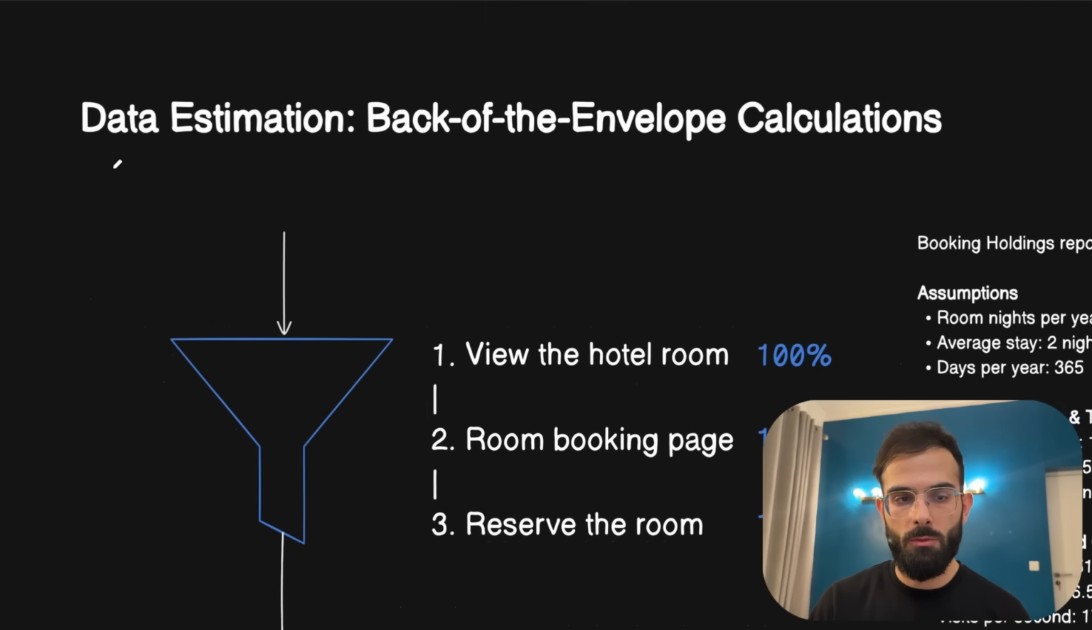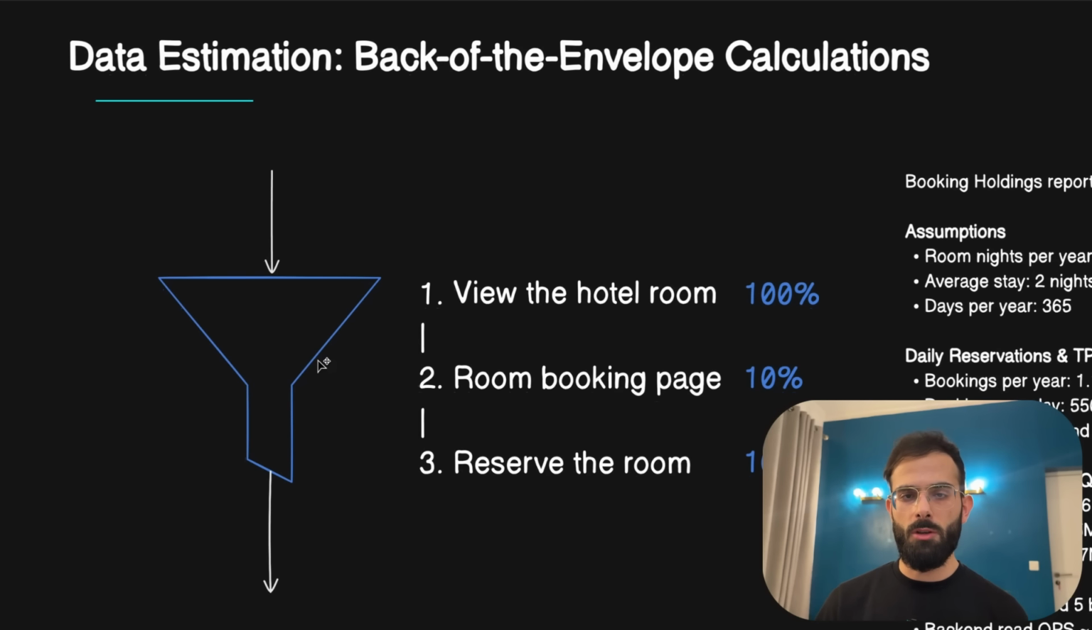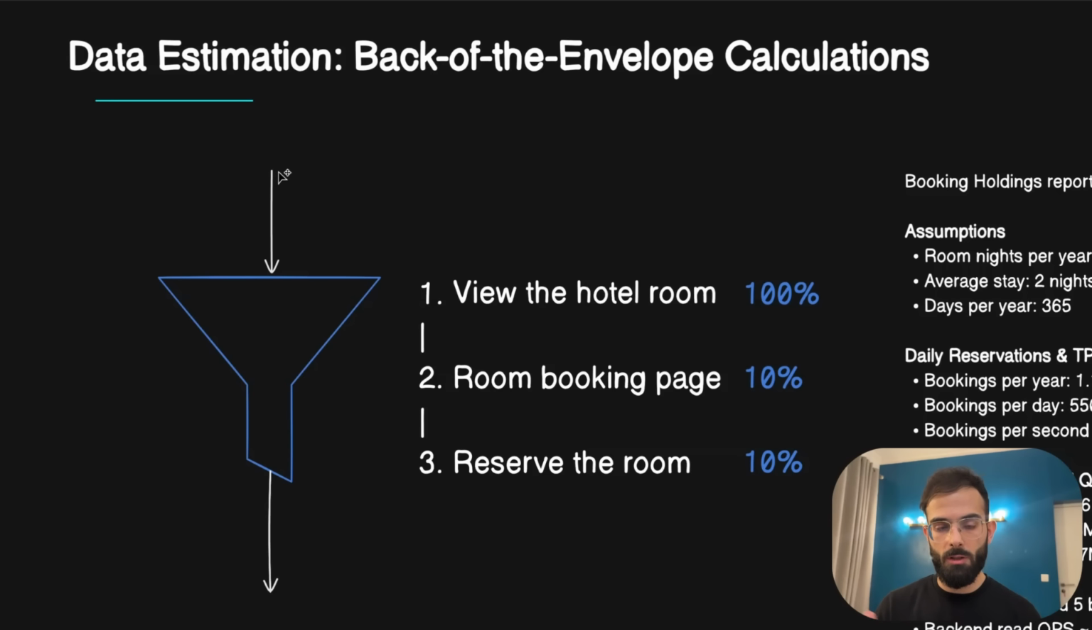Now, when it comes to the data estimation, the most important things we are interested in here are the queries per second that are going to happen in the system and also transactions per second, which are the writes to the database when users are booking hotels. So in this kind of system, you can think about it as this funnel here. The users that come to the platform are at the top here. So these are the users who are viewing the hotel rooms. This is the 100% of the traffic somewhere here.